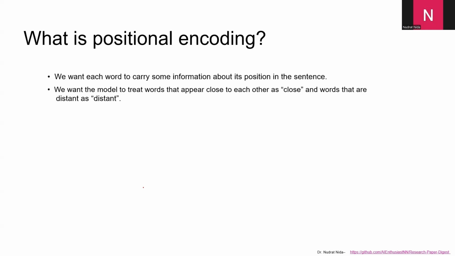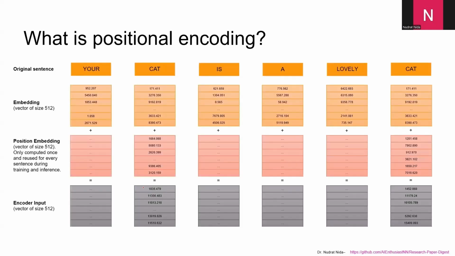We want the model to treat the words that appear close to each other as close as possible, and the words that are distant from each other should be as distant as possible. So we want positional encoding to represent a pattern that can be learned by the model. Your transformer model has the capability to recognize that these words have temporal and contextual dependency with each other. That's why we apply positional encoding after applying the embedding. So that's how the transformer will work.